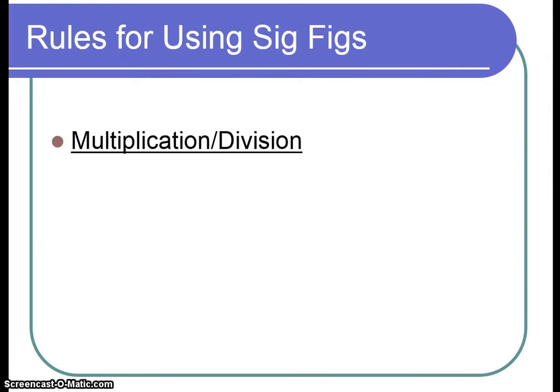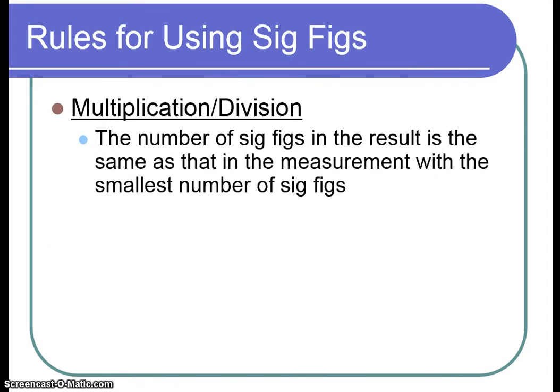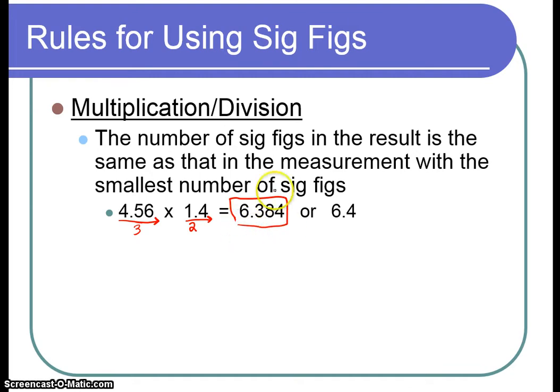Rules for using significant figures in multiplication and division. The number of significant figures in the result is the same as that in the measurement with the smallest number of significant figures. So, in this case, I'm multiplying a number. This has 3 sig figs. This has 2 sig figs. 3, 2. This is what I get when I put it into my calculator. However, I need to round this number to my smallest number of sig figs, and in this case it's 2. So my final answer has 2.